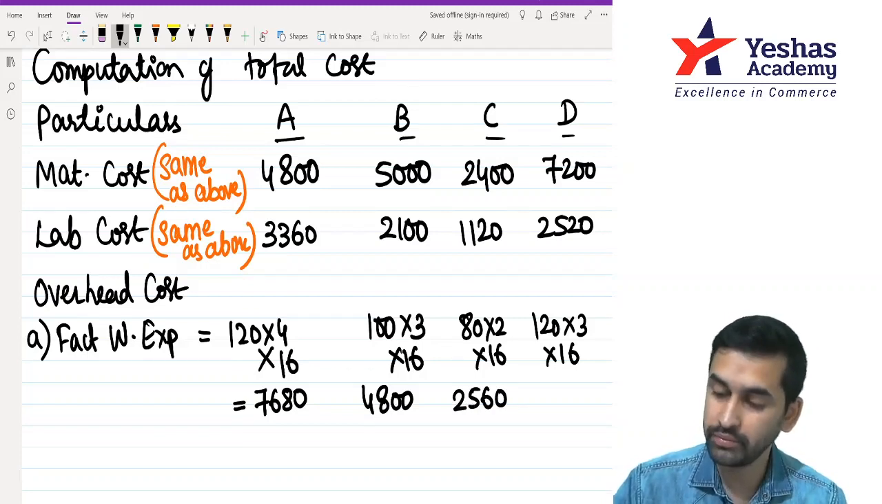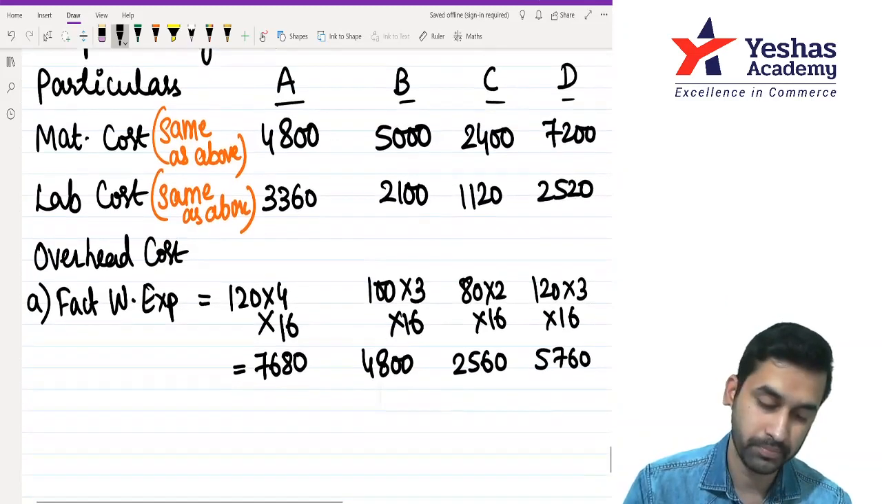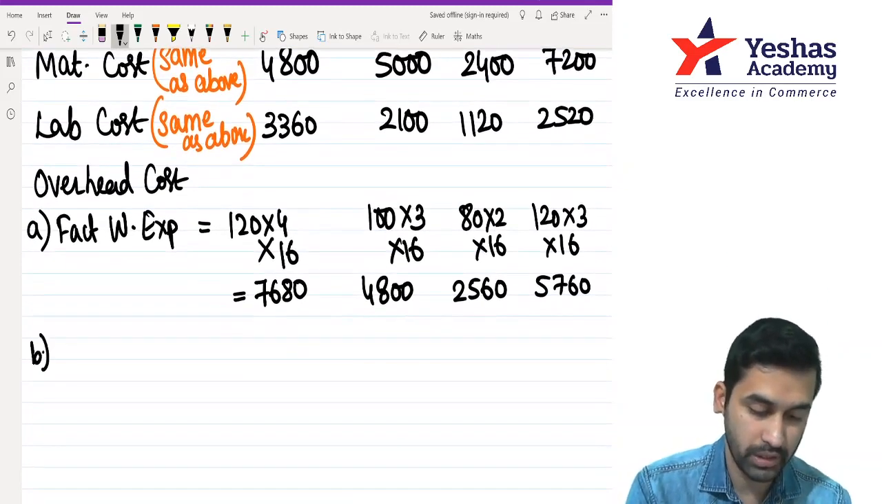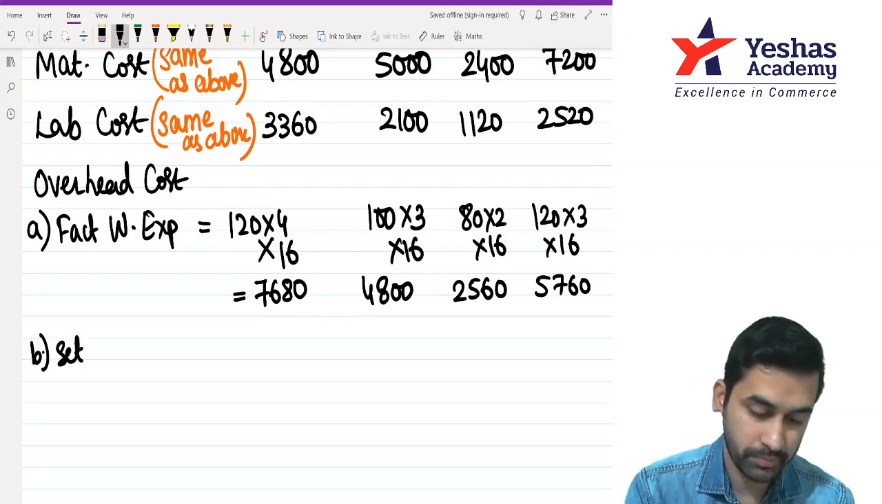120 into 3 into 16, 5760. Done. Which is the second overhead? Setup cost.